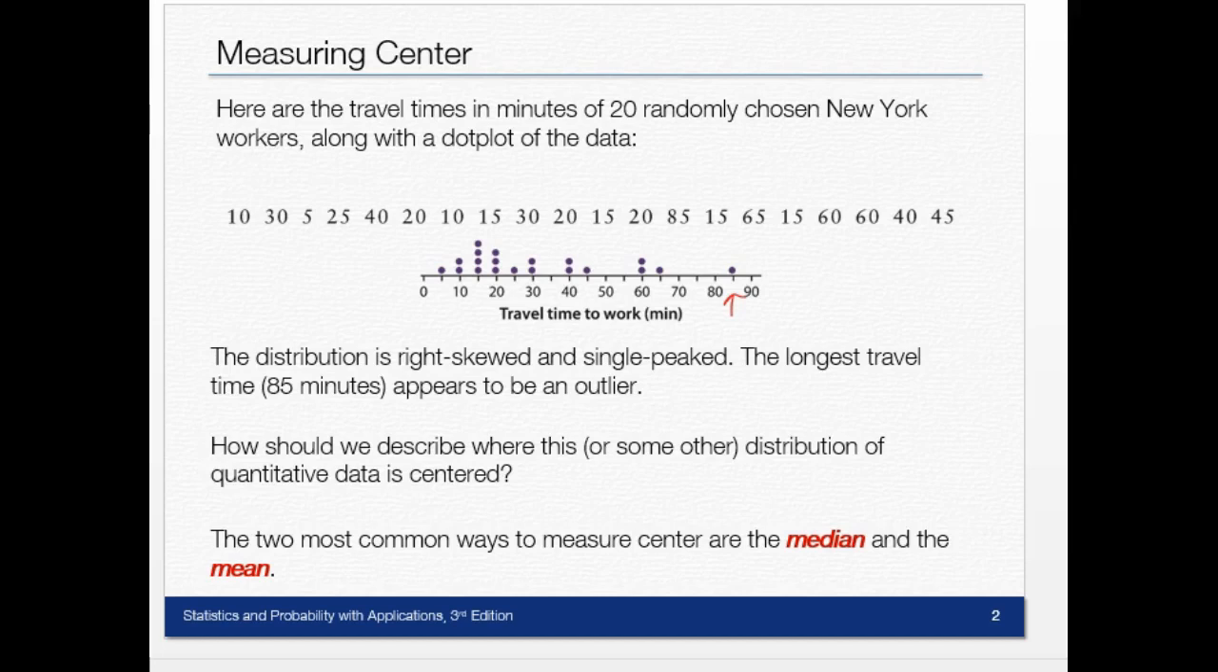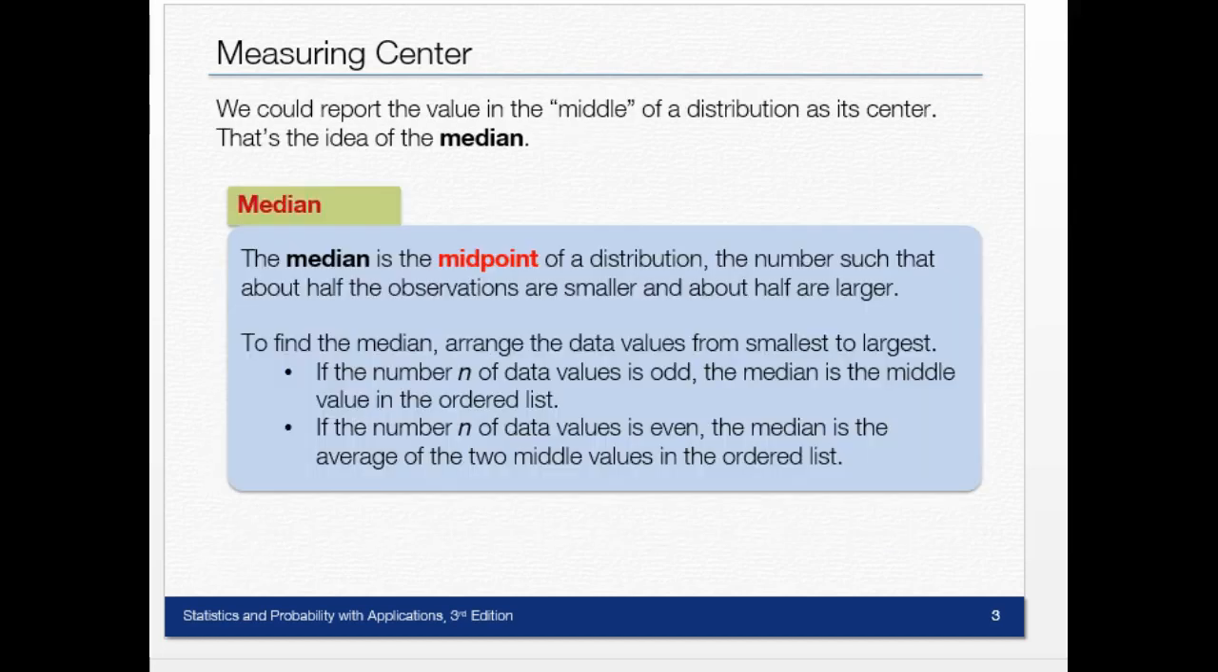The two most common ways to measure center are the median and the mean. Hopefully you've heard these words before. We could report the value in the middle of a distribution as center. That's the idea of the median. Median is the midpoint of a distribution, the number such that about half the observations are smaller and about half are larger.